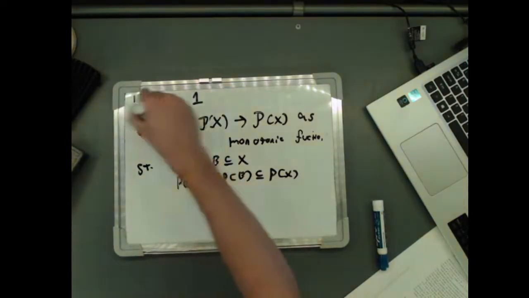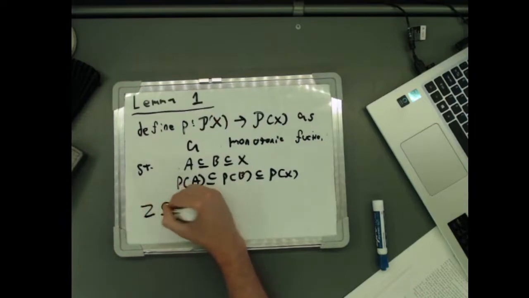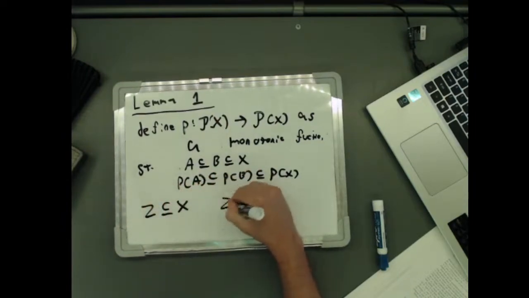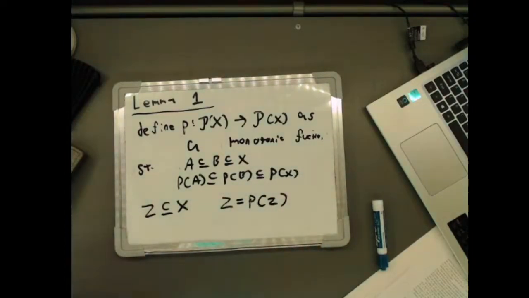The lemma states that if this is true, then there exists some set Z, a subset of X, such that Z is equal to P of Z. That is what we're trying to prove.